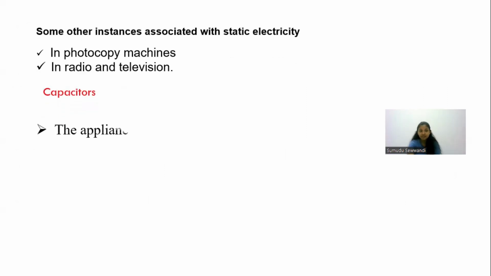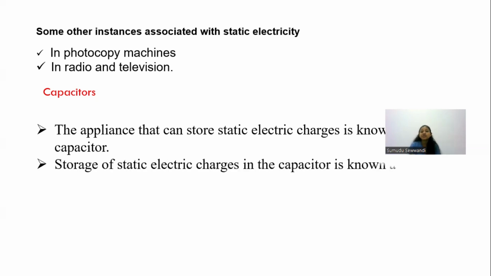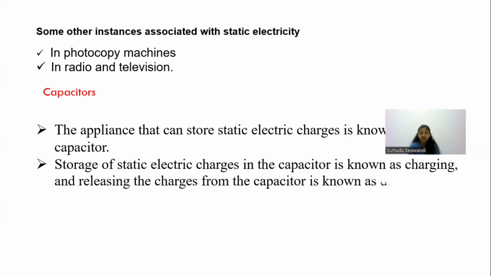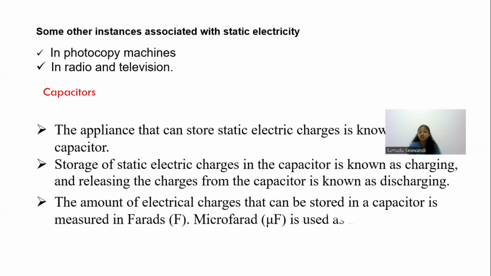Next topic is capacitors. The appliance that can store static electrical charges is known as a capacitor. In that instrument, we can store charges. Storage of static electric charges in a capacitor is known as charging, and releasing the charges from the capacitor is discharging. The amount of electrical charge that can be stored in a capacitor is measured in farad. That's the unit we use to measure the capacity. The farad symbol is capital F. Another unit, a subunit, is the microfarad.